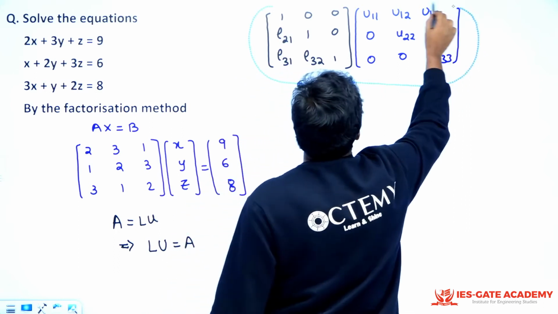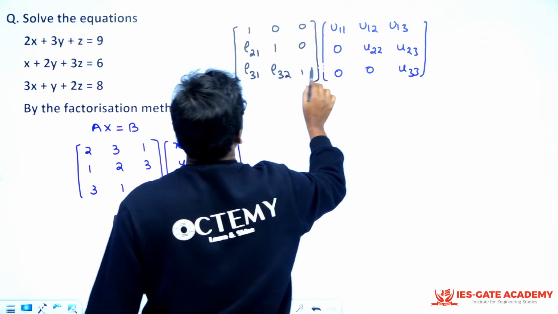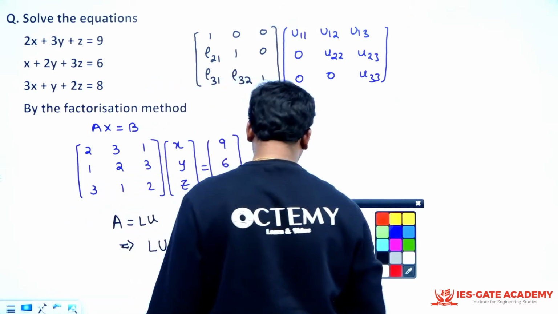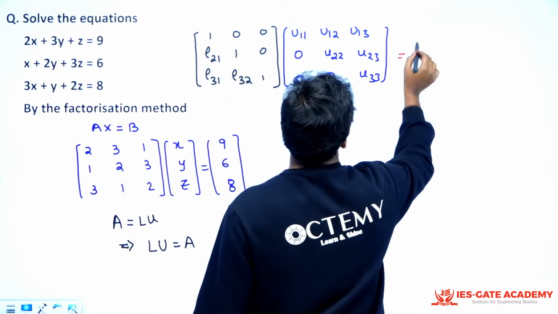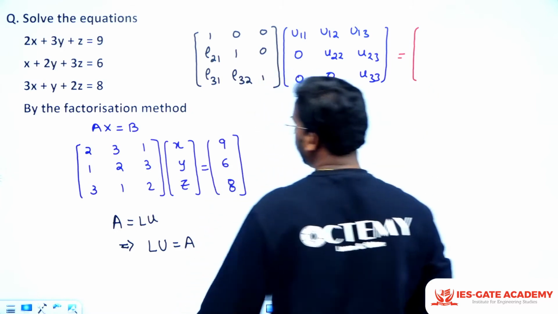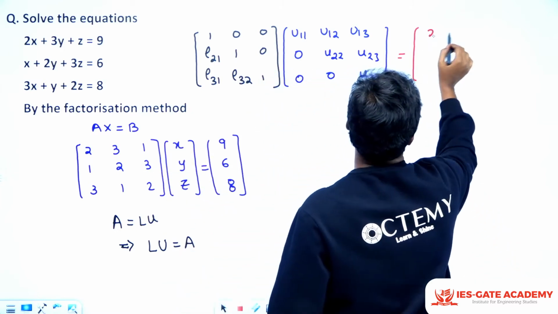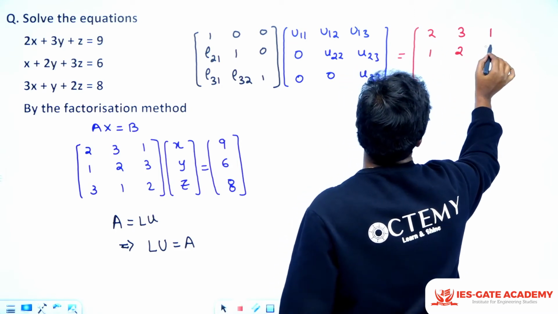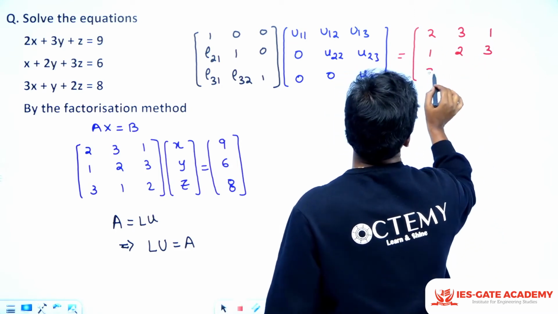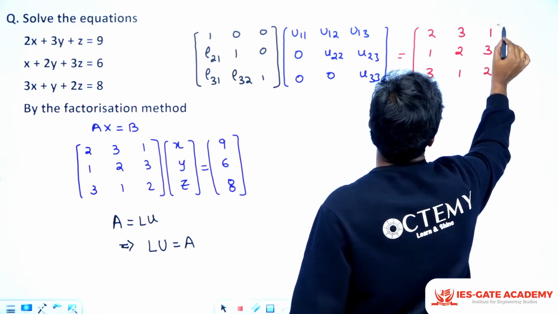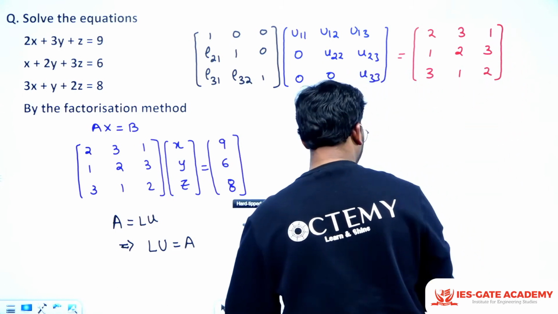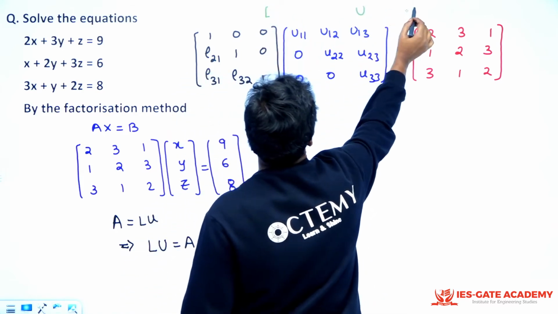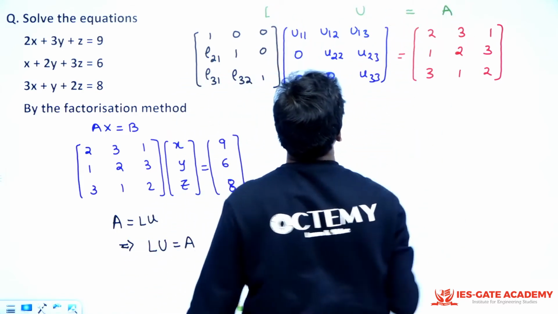This is LU, and what should it be equal to? It has to be equal to your A matrix. So what is the A matrix? Your A matrix is 2, 3, 1; 1, 2, 3; 3, 1, 2. So this is LU equal to A.